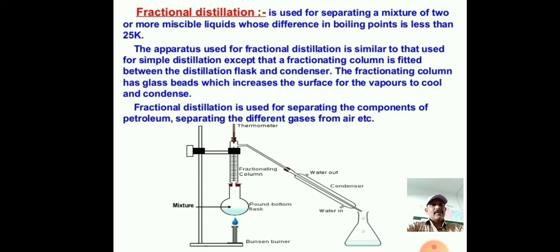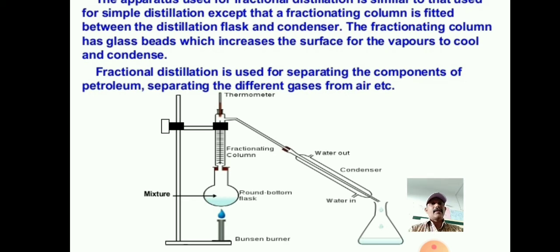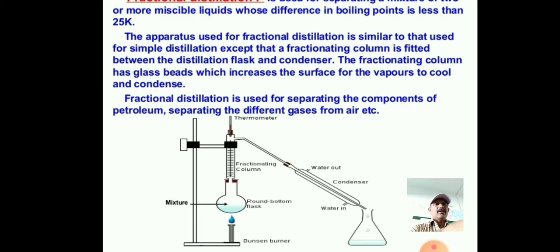So, next we are discussing this in detail. Just observe the figure of fractional distillation. Here we have fitted a thermometer, fractionating column, mixture, round bottom flask, Bunsen burner, water outlet, water inlet of the condenser, and the last one is the conical flask. We fix all these equipments using a stand. Okay. Now we will discuss the details of this fractional distillation.